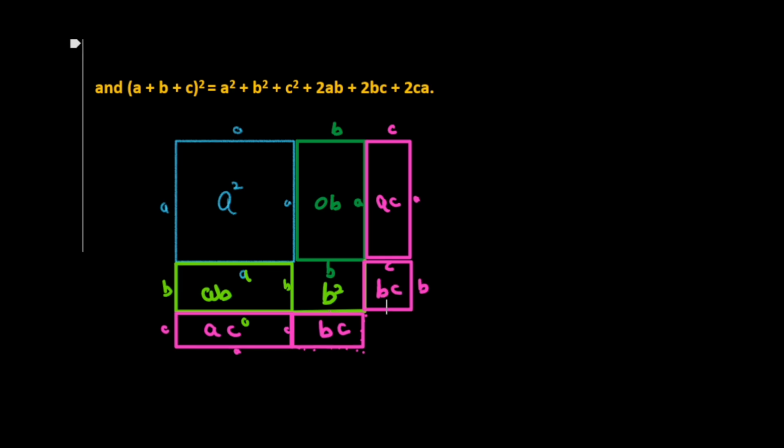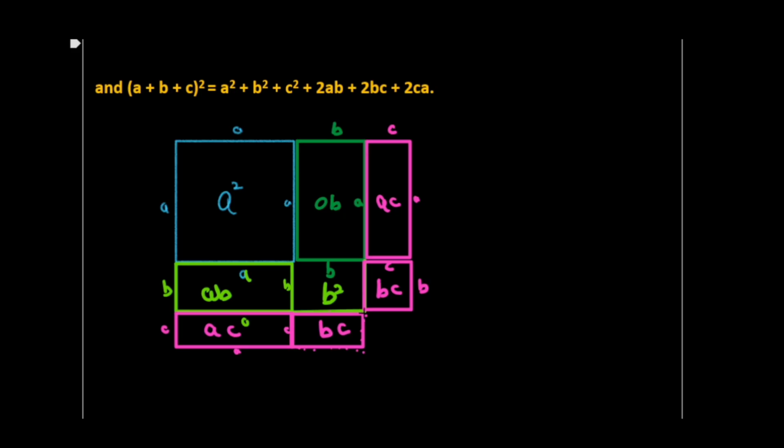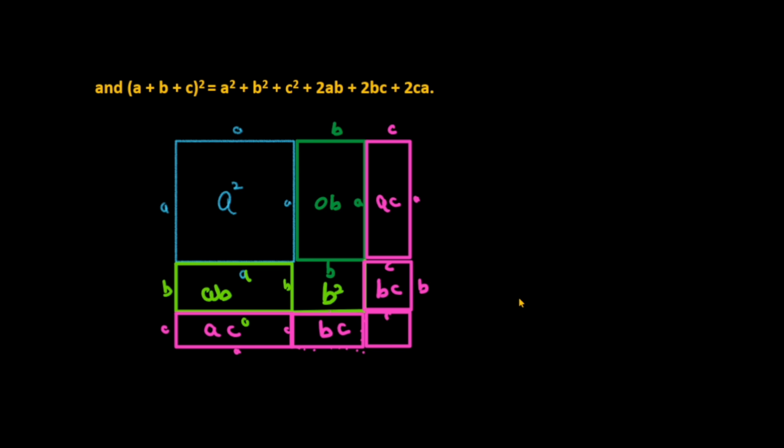Again one more space is there. To complete that, this is also C, this is also C. So the occupied space is C squared.